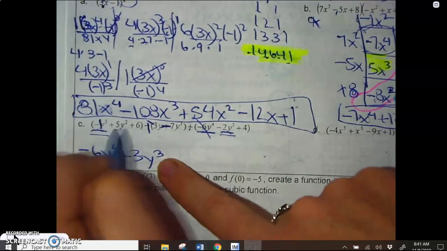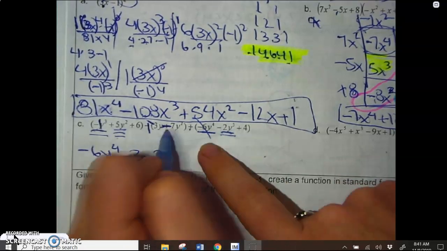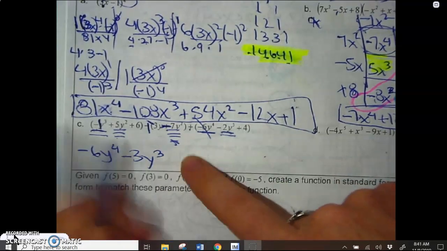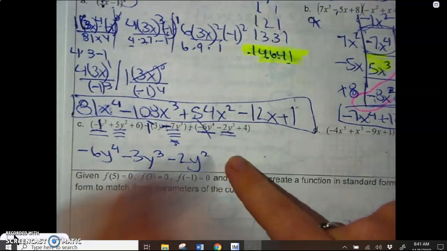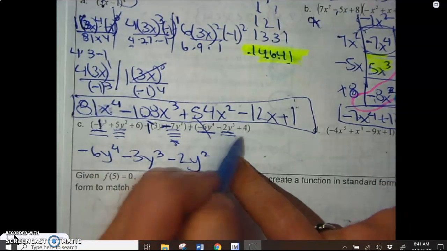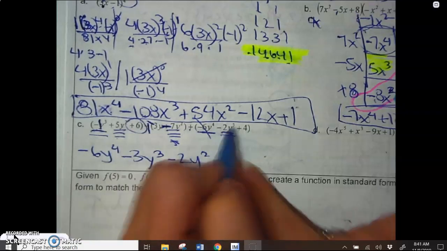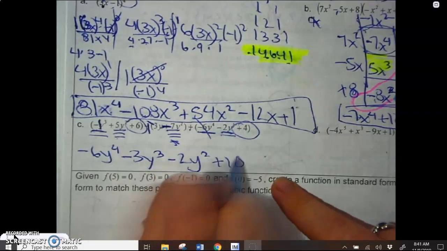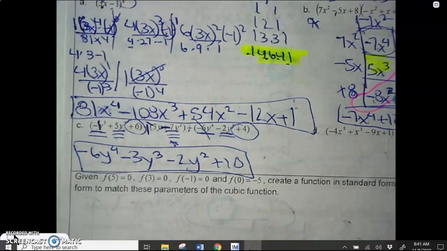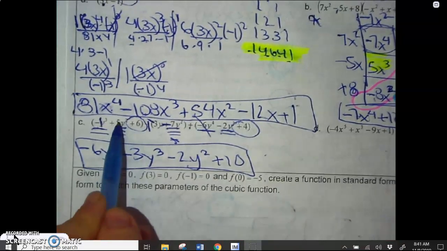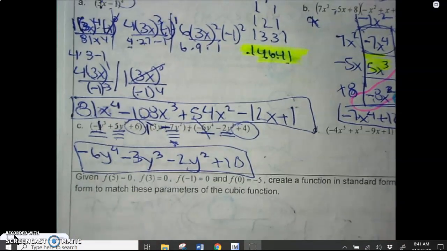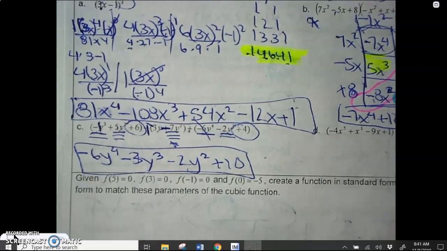Now I'm on squared. 1, 2, 3. Positive 5. Oops, 3. Negative 7 is negative 2y squared. Let's see, do I have a y? No. And then I have plus 6, plus 4, plus 10. Okay? Again, if I have time, take this, graph this. They should be on top of each other. Okay? That's what I'm going to do for my answer key.